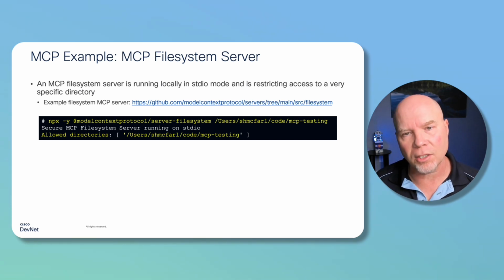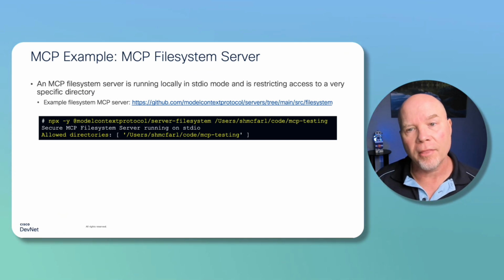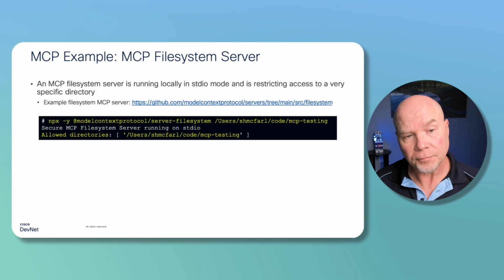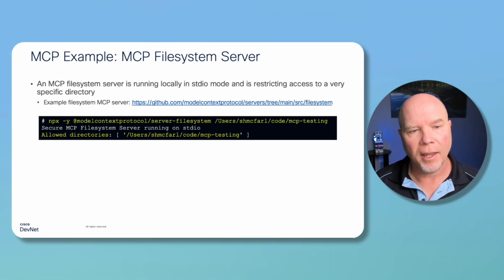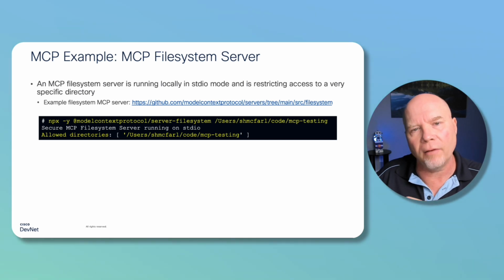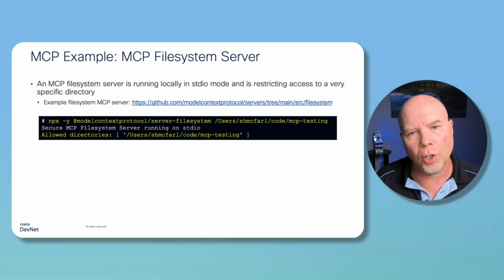The server-filesystem has additional arguments that you can add to it. One of these is that we want to restrict access to a very specific path on my computer that the file system has access to. In this case, it is this path that you see with MCP-testing. Once you run that, you'll see that the server is running and that you now have allowed directories of this specific path. So that takes care of the server on the localhost, ready for an stdio connection.